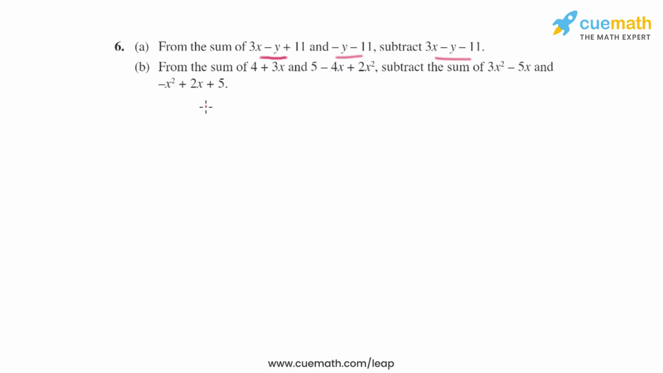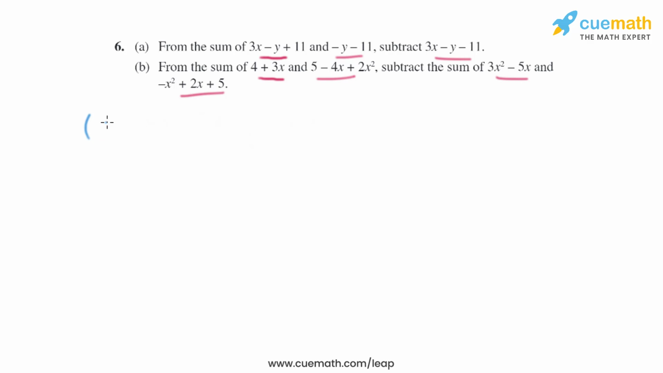Now B part of question 6 says: from the sum of 4x plus 3 and 5 minus 4x plus 2x square, subtract the sum of 3x square minus 5x and minus x square plus 2x plus 5. So basically we will have to add these two expressions, and we will have to add these two expressions as well, and whatever we get we have to subtract them. So let's write the expression.